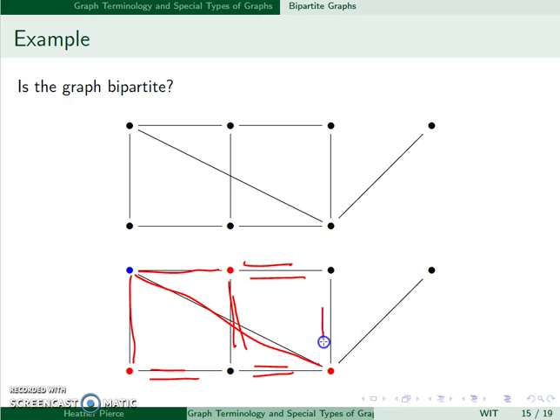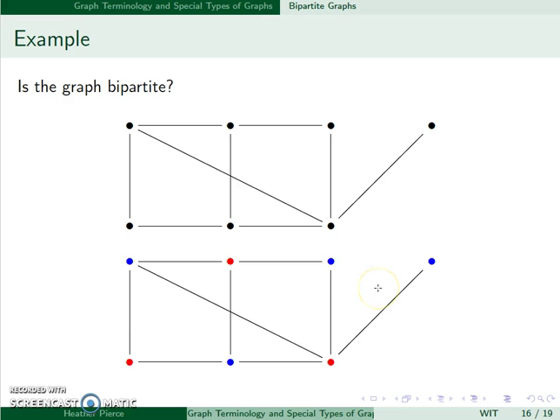And so, this is what we get. Now if you double check, all of your edges go between a blue and a red vertex. So therefore, is this graph bipartite? Yes, it is.